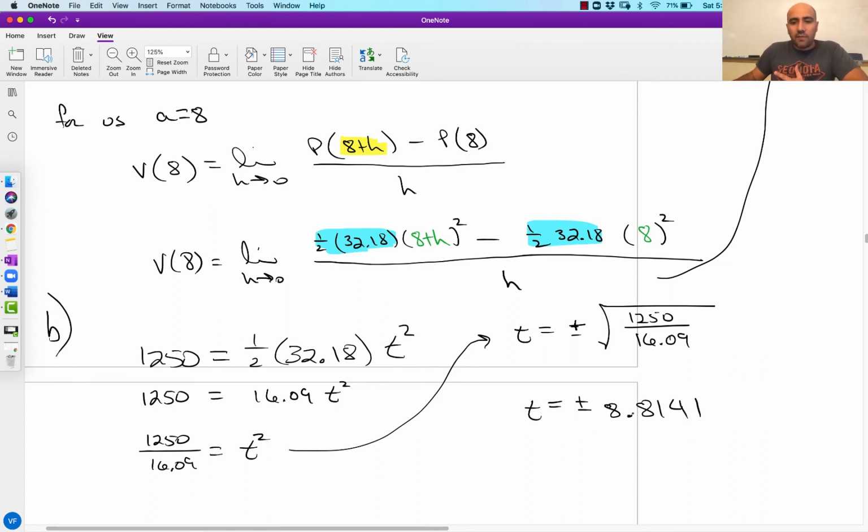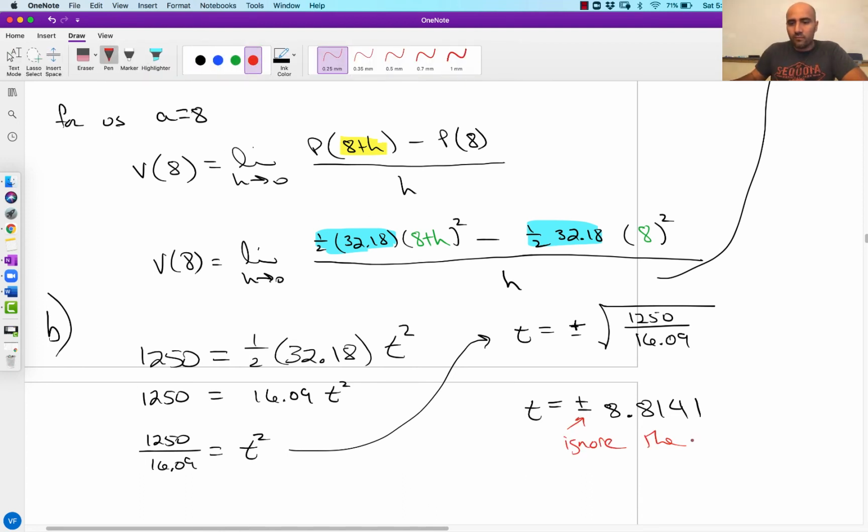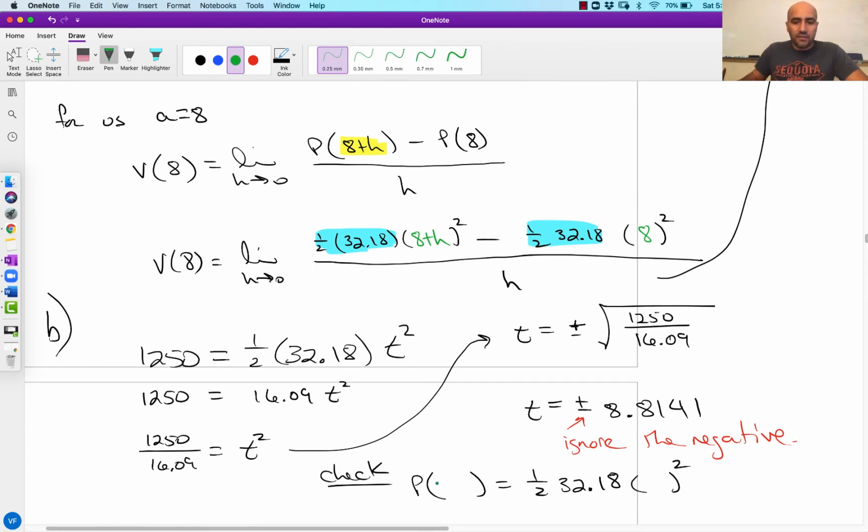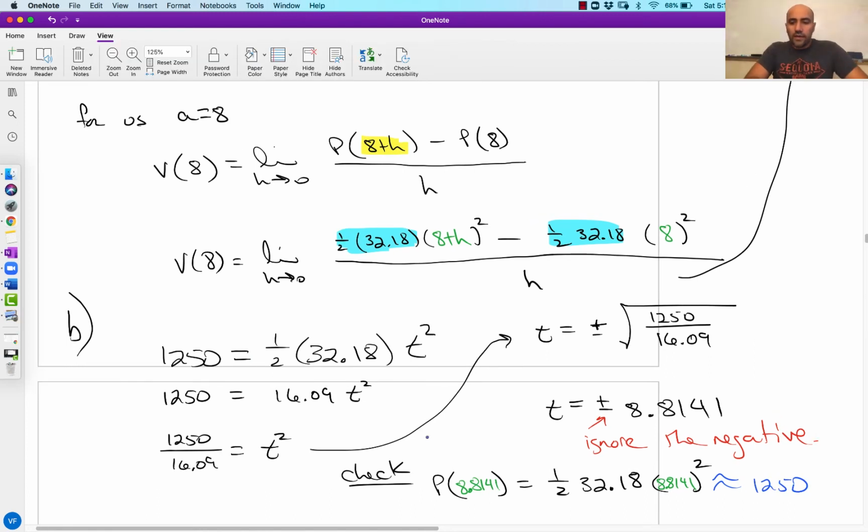Okay, so rounding, I'm getting approximately 8.8141. And of course, when you take the even root of both sides of this equal sign, we know there's going to be two solutions, a plus and a minus. But in the context of this word problem, it doesn't make sense to have a minus, right? So we get to ignore the minus. So we can check our work. If we look at the position function, if we type in 8.8141 seconds into this equation, we should get approximately 1250. And it does work out.